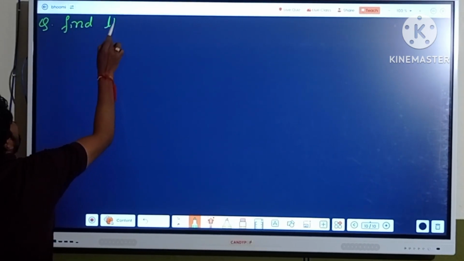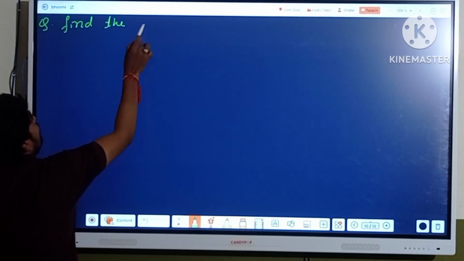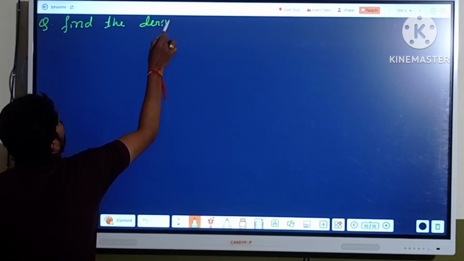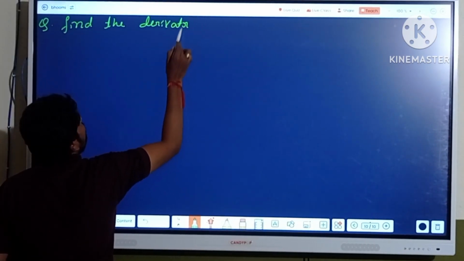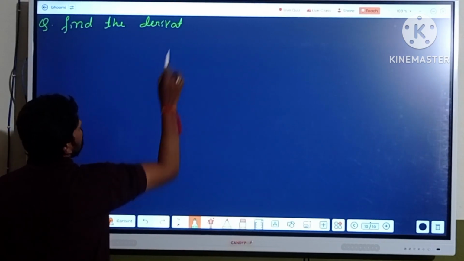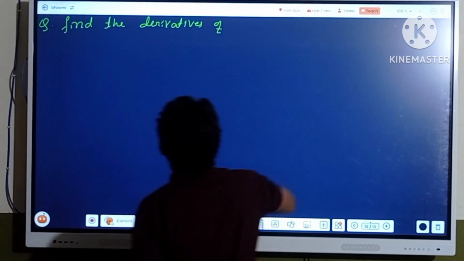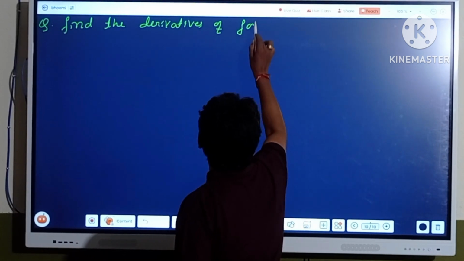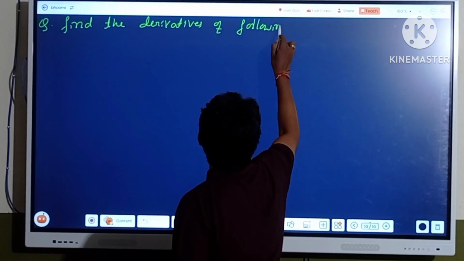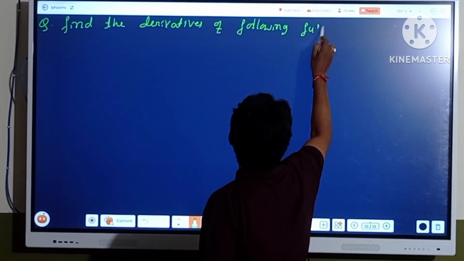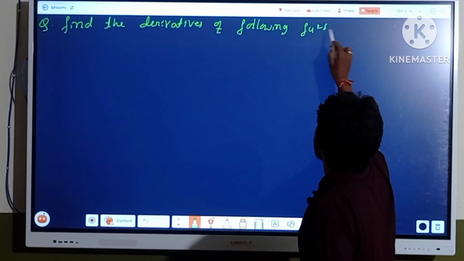Find the derivatives of following functions with respect to x.